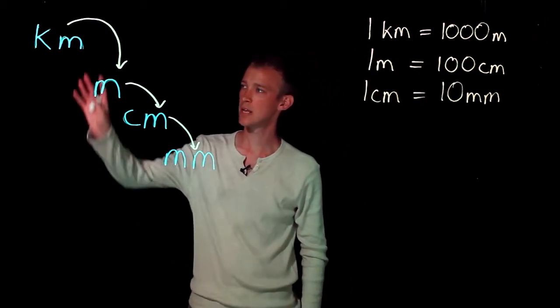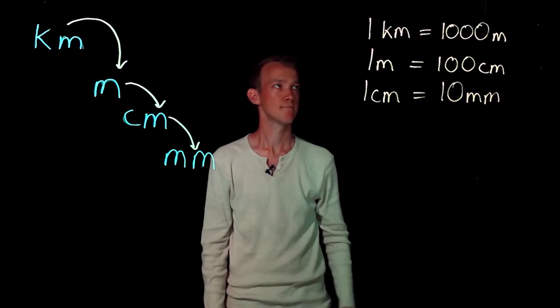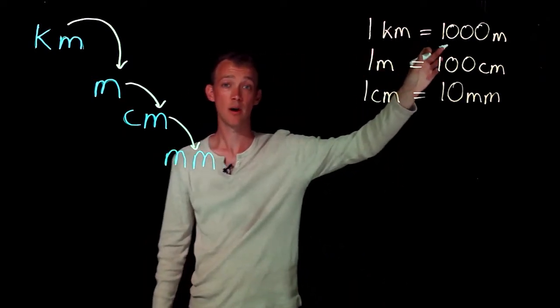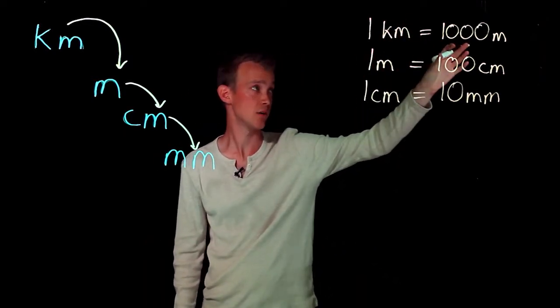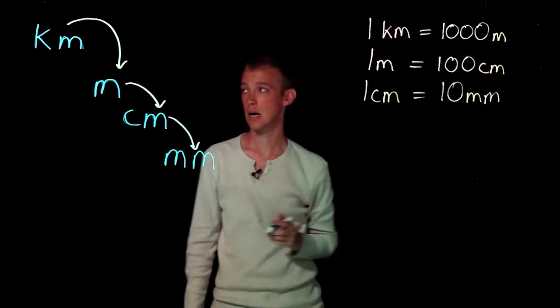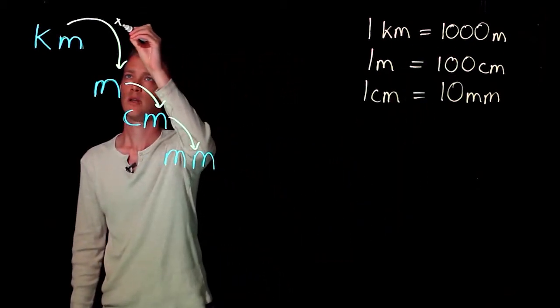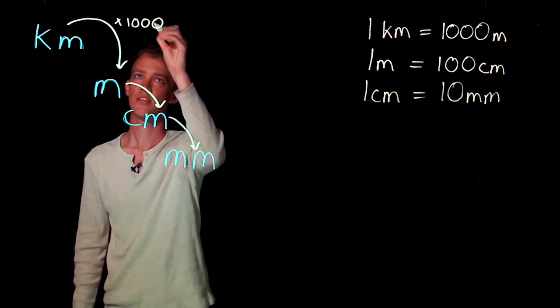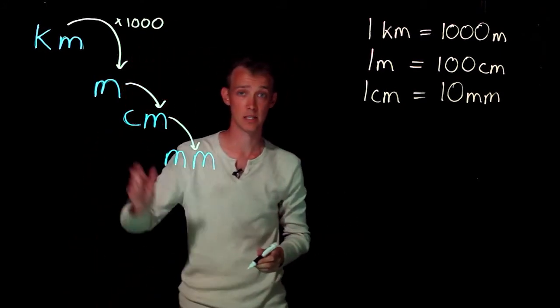So if I'm going from kilometers to meters here, and 1 to 1,000, I know I need to times this 1 by 1,000 to get to my meters. So the number of kilometers multiplied by 1,000 is equal to the number of meters.